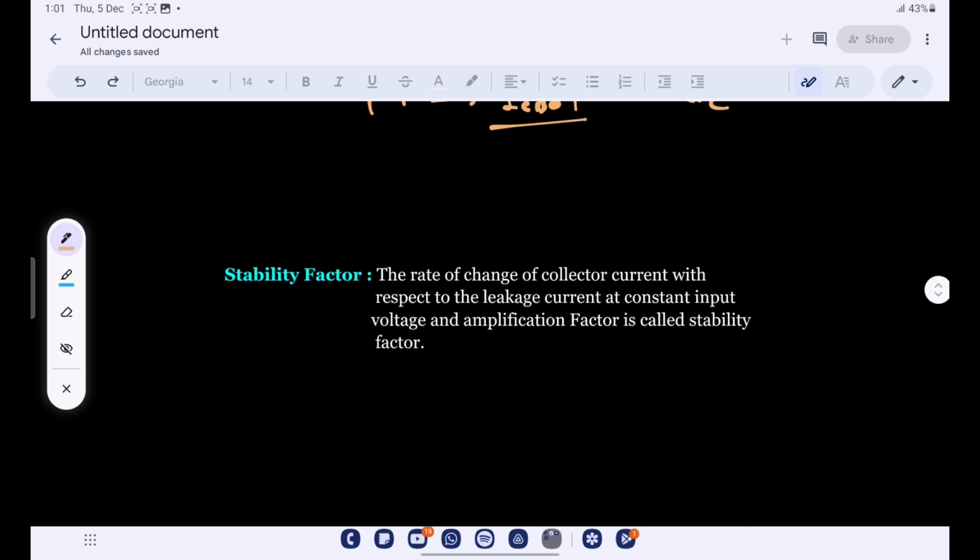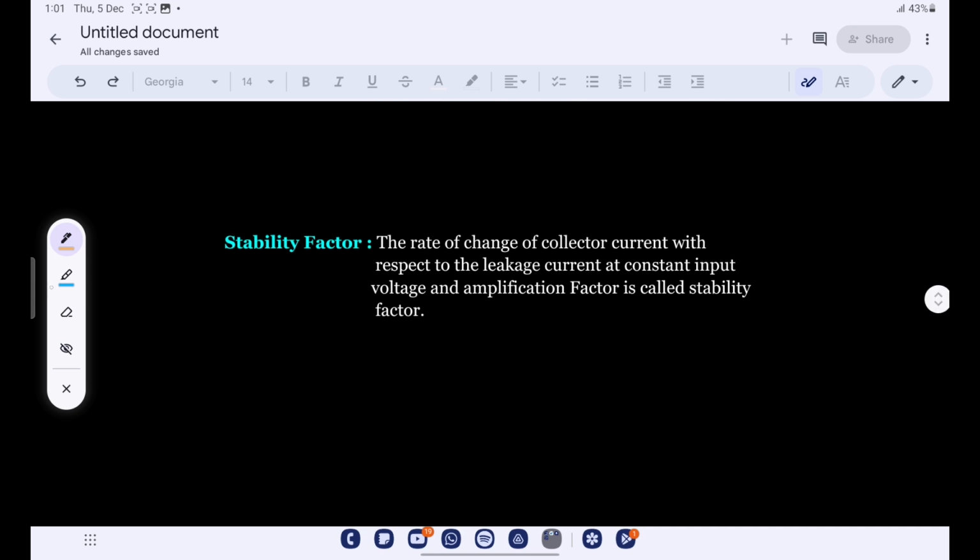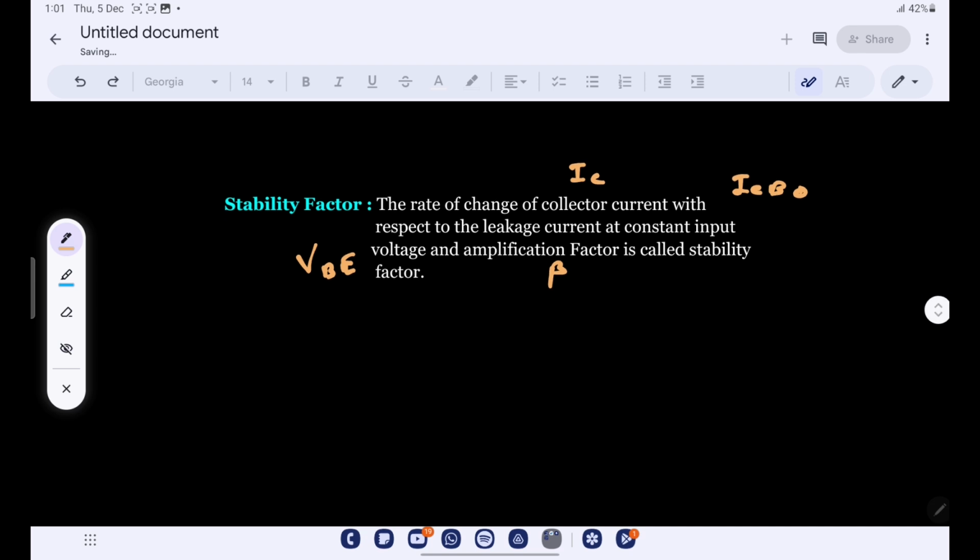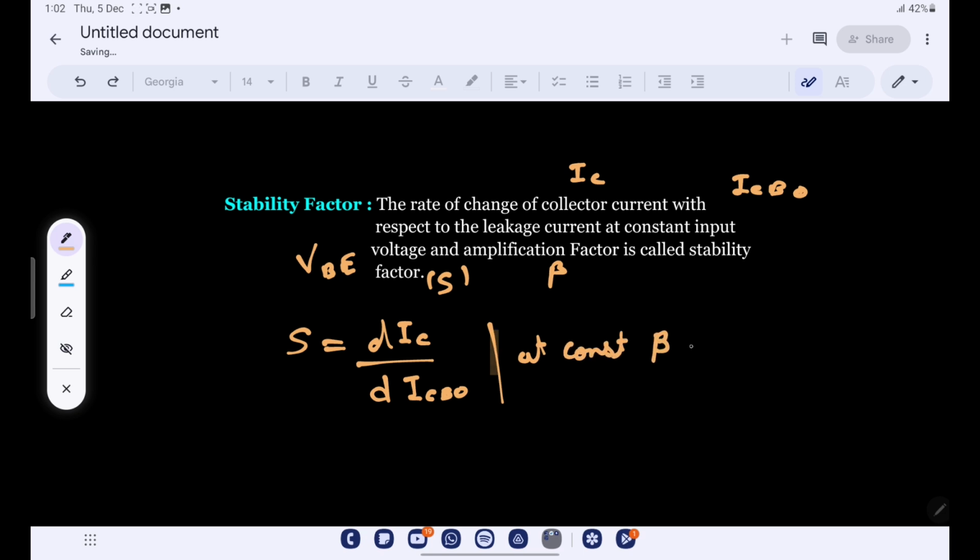Now the next point is the stability factor. The rate of change of collector current IC with respect to the leakage current ICBO at constant input VBE and amplification factor beta is called the stability factor, which is denoted by S. S mathematically can be shown as small change in IC divided by small change in ICBO at constant beta and VBE.